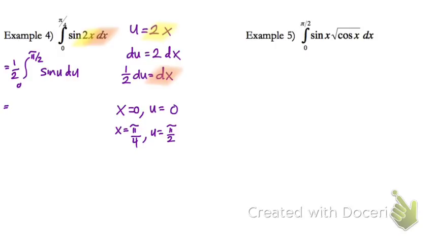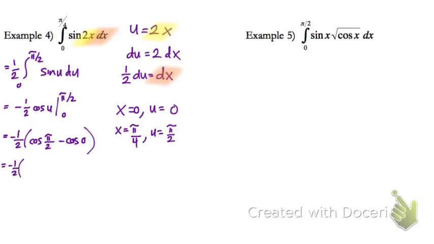So the integral of sine is negative cosine. So this is negative 1/2 cosine of u from 0 to pi over 2. And if I do the fundamental theorem of calculus, this is negative 1/2 times cosine of pi over 2 minus cosine of 0. So that's negative 1/2 times, cosine of pi over 2 is 0. Cosine of 0 is 1. So this is negative 1/2 times negative 1, which is a positive 1/2.